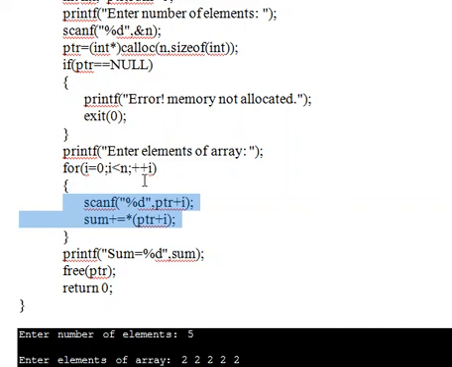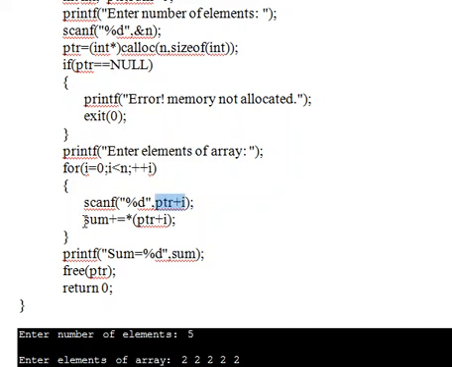So the scanf function will read the first element and will be stored at the address of ptr plus i. ptr is the pointer variable, it is having the base address. So base address plus i, where i equal to 0, so base address plus 0 into 2, that is base address only. So scanf function will read the first element and will be stored in base address.